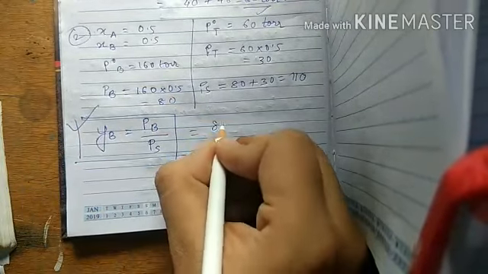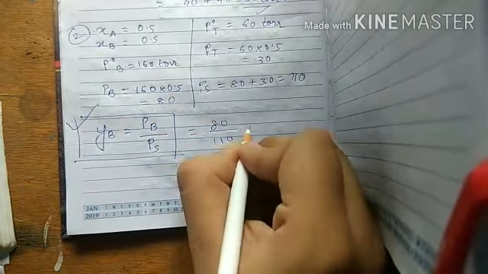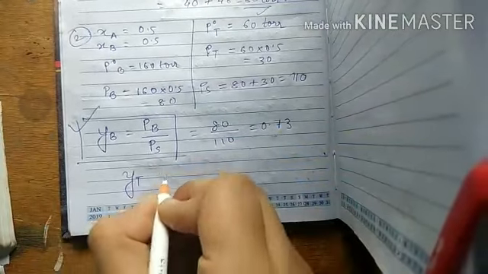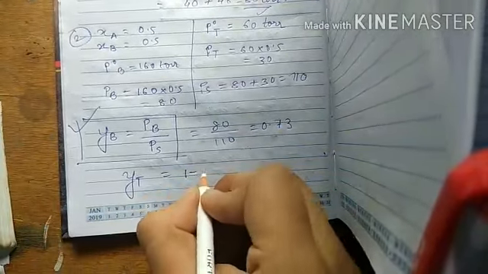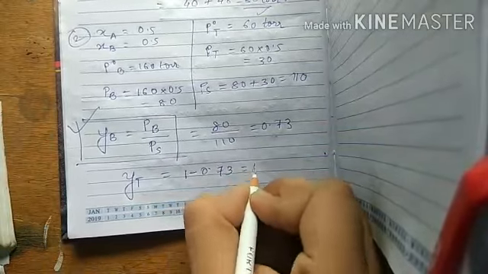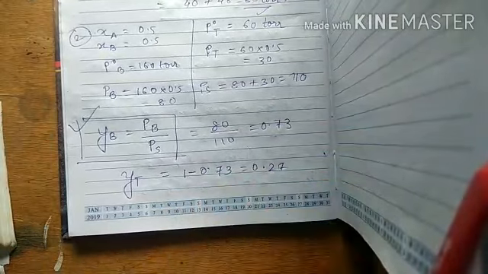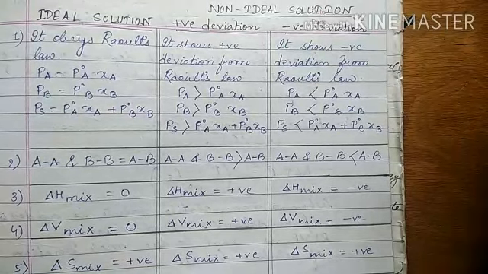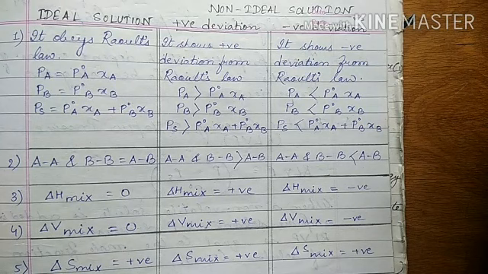So it comes out to be 80 upon 110, which is equal to 0.73, and that for toluene can be found out by subtracting 1 minus 0.73, which is equal to 0.27. Next, we are going to talk about ideal solutions and non-ideal solutions, non-ideal solutions with positive deviation and negative deviation.